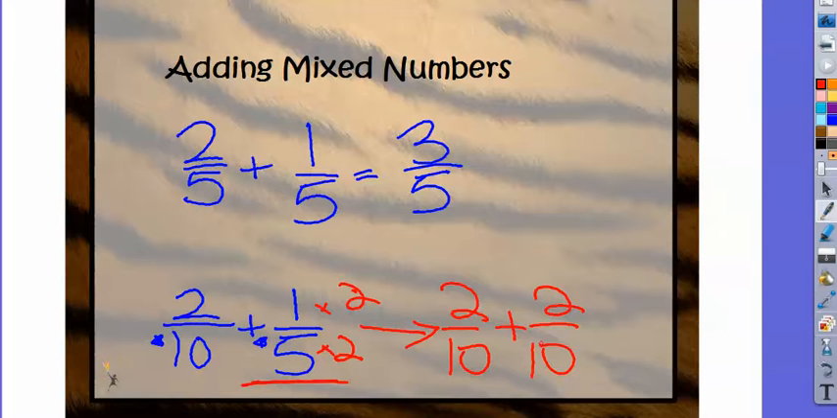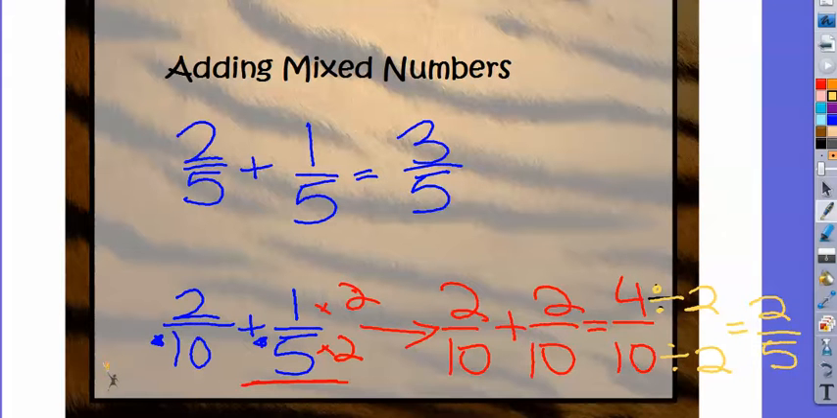Since I did the same thing on top and bottom, now my bottoms are the same. And so 2 plus 2 is 4 over 10. And because I want you to simplify, I make sure that I divide the top and the bottom by the same number. What factor would go into both 10 and 4? That's going to be 2. Since 10 and 4 are both divisible by 2, that's going to give me 2/5. So that would be my answer.